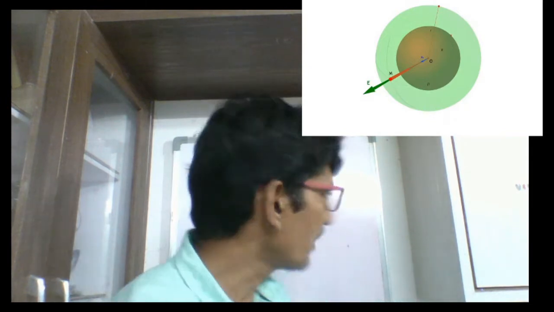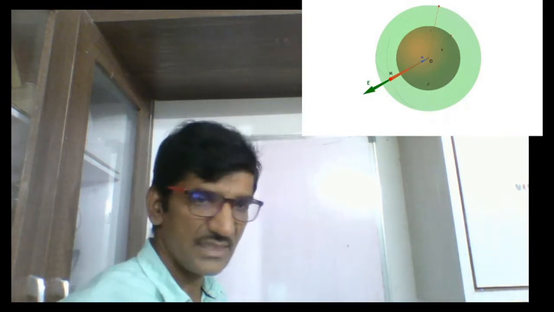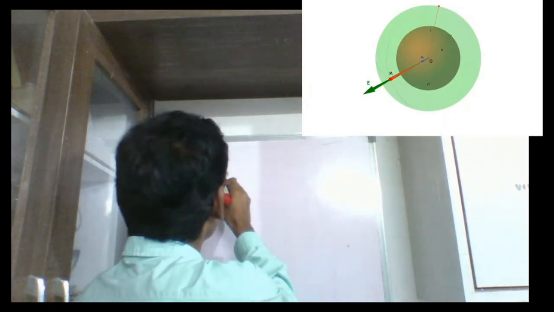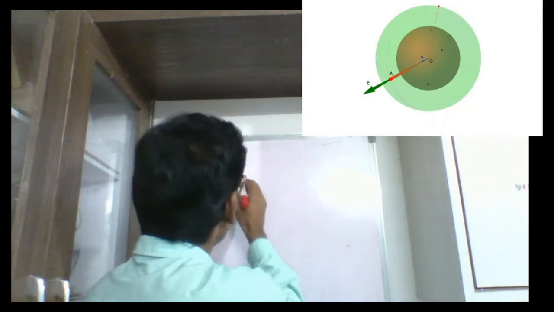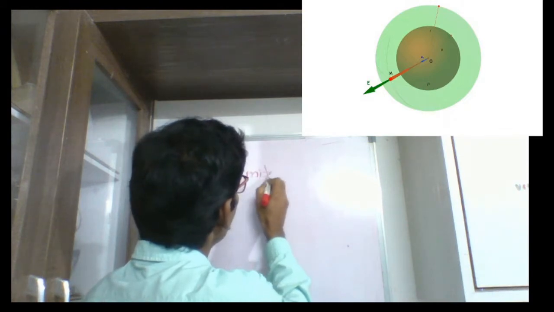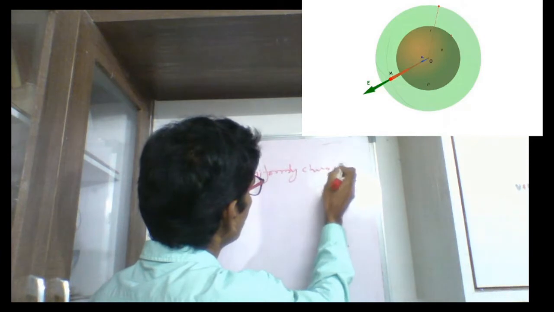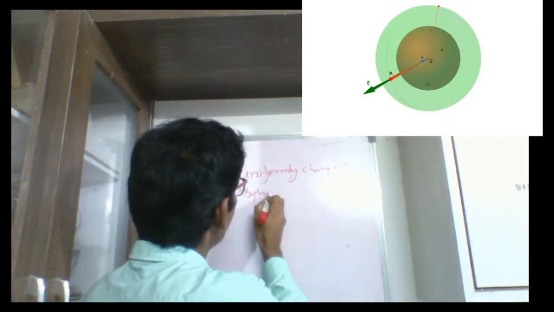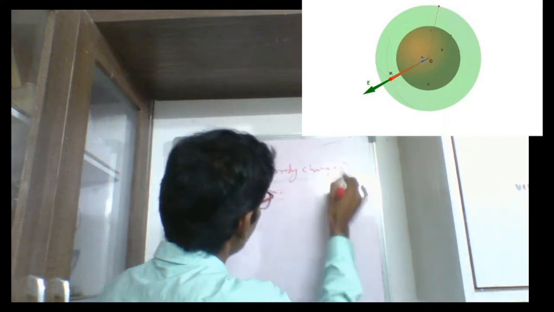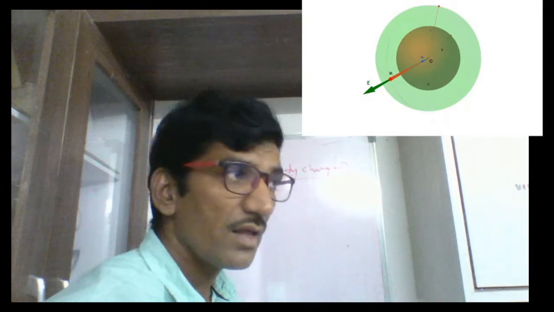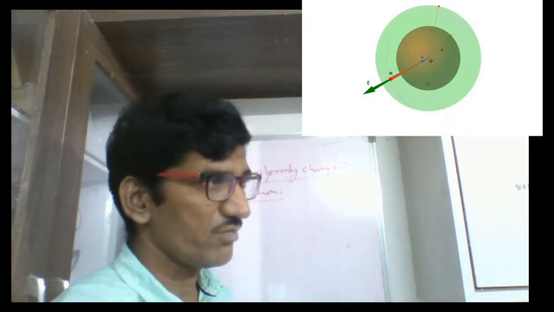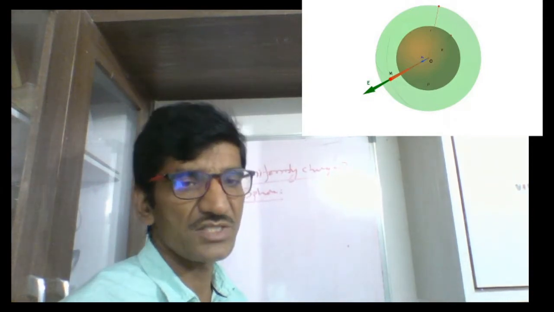Now let us formulate the problem. What is our problem? What is our application? Third application is a uniformly charged sphere. Here we have to define the sphere, and we have to define the problem. How much charge is there on this sphere?